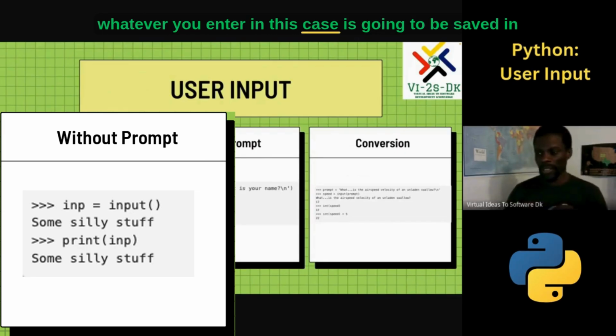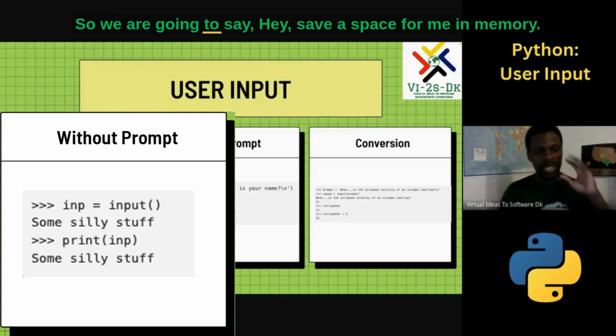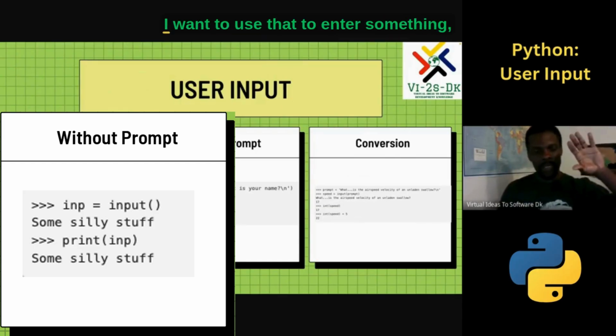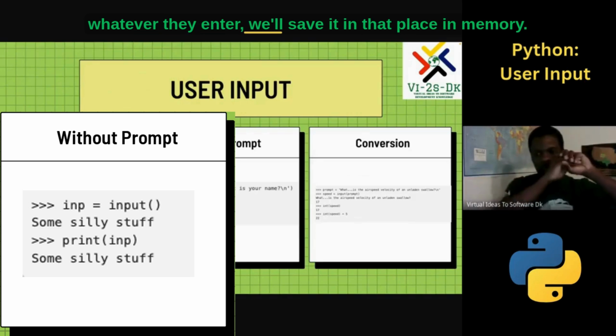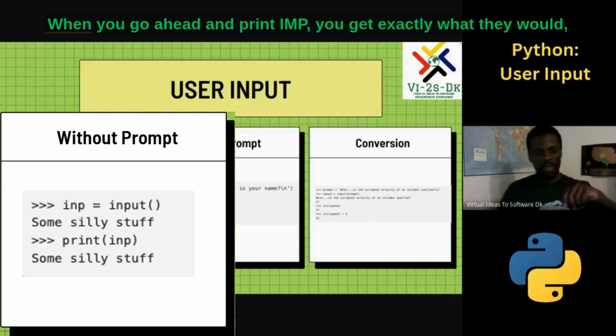Whatever you enter in this case is going to be saved in this variable. Remember we talked about variables. So we are saying, hey, save a space for me in memory. I want the user to enter something, and whatever they enter, save it in that place in memory. So they type in some silly stuff that gets saved in the input variable, inp. When you print inp, you get exactly what they entered.